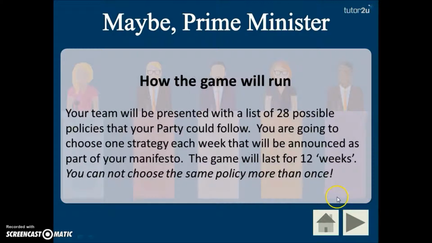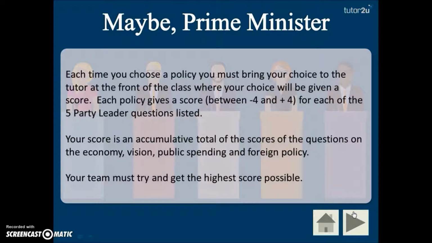They're going to choose one policy each week out of the 28 available, and they're going to give those policies to you, but they can't choose the same policy more than once. Each time they give you a policy number, you're going to input it into the computer, and their scores are going to change, and it can have a variation of between -4 and +4 for each of those 5 categories that we've mentioned before. So the economy, vision, public spending and foreign policy, and then how capable the Prime Minister is.